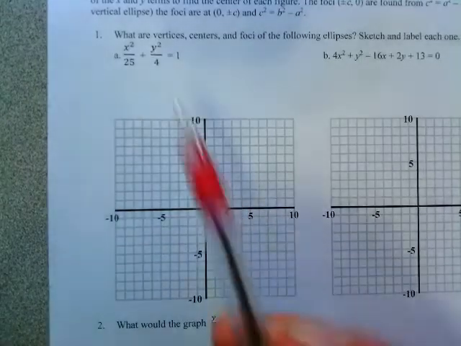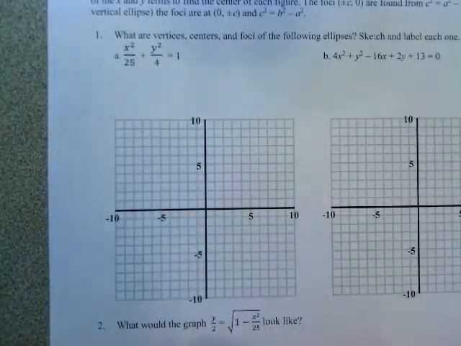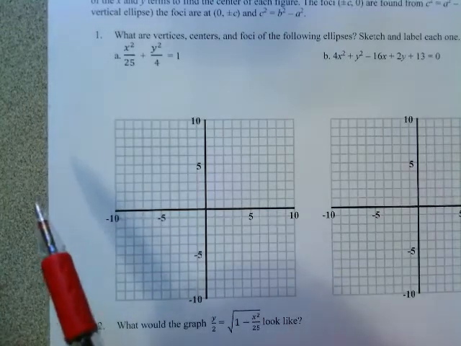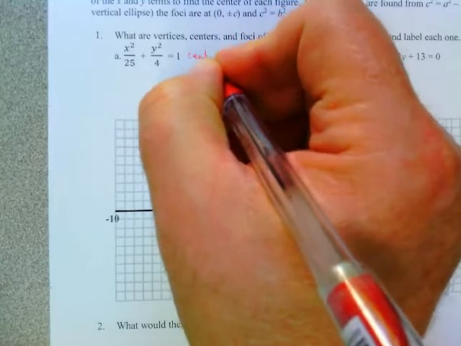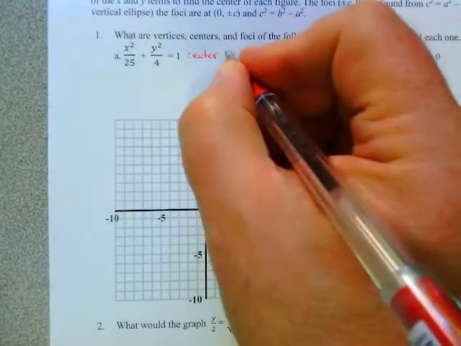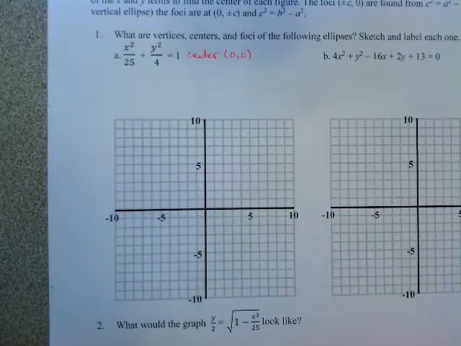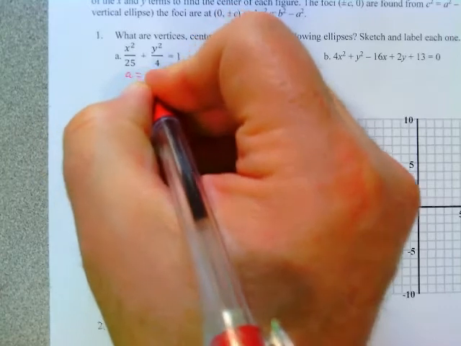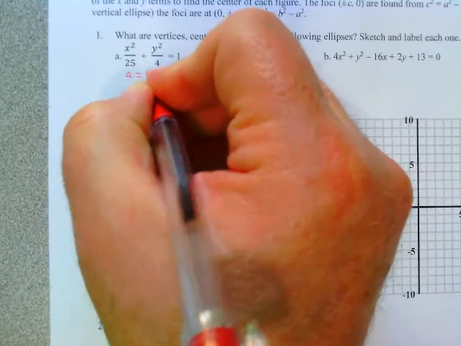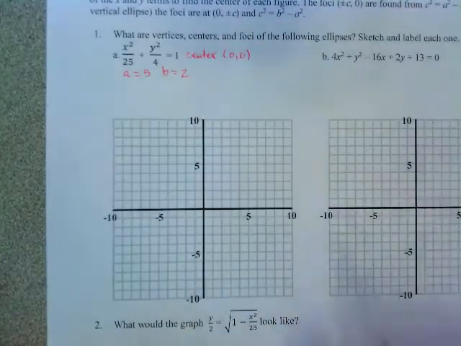So notice that there's no parentheses here, so there's no minus h minus k part. So we know the center of the figure is at 0,0. Now that's not the foci, that's just the center of it. We'll have a equals 5, square root of 25, and b equals 2, square root of 4.